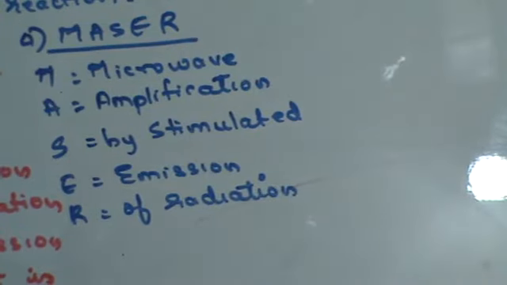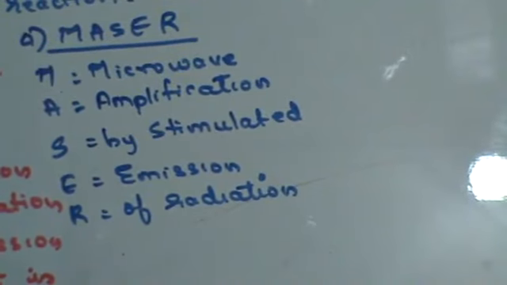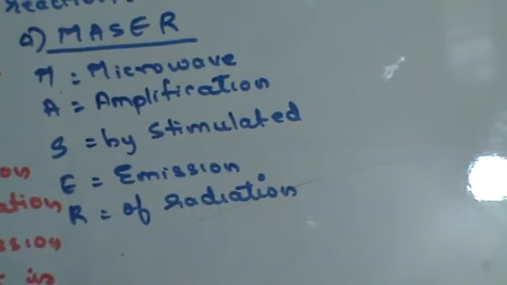Now, what is maser? Maser is a device that produces and amplifies electromagnetic radiations mainly in the microwave region of the spectrum, whereas laser produces and amplifies electromagnetic radiation in the ultraviolet and the visible region. So the difference between laser and maser is only the frequency. In the case of laser, the frequency would be either in the visible spectrum or in the UV spectrum, whereas in the case of maser, the frequency is going to be in the microwave region.